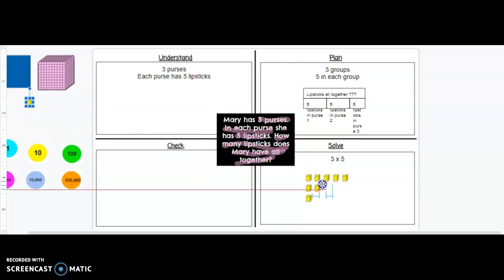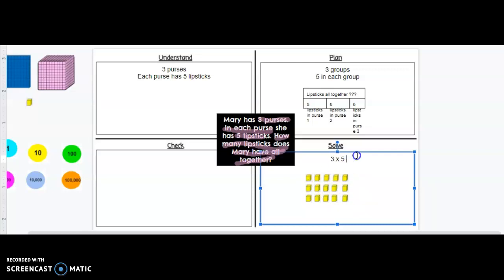1, 2, 3, 4, but we already had 1, so 1, 2, 3, 4, 5. Let me do my last row. That's 1 right there. Here's 2, 3, 4, 5. Okay, so I'm going to count these up. 1, 2, 3, 4, 5, 6, 7, 8, 9, 10, 11, 12, 13, 14, 15. So 3 times 5 equals 15.